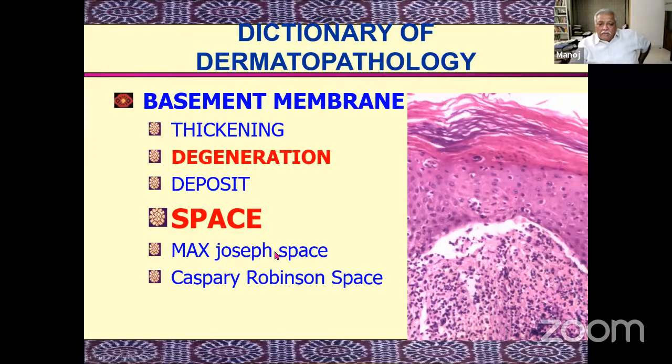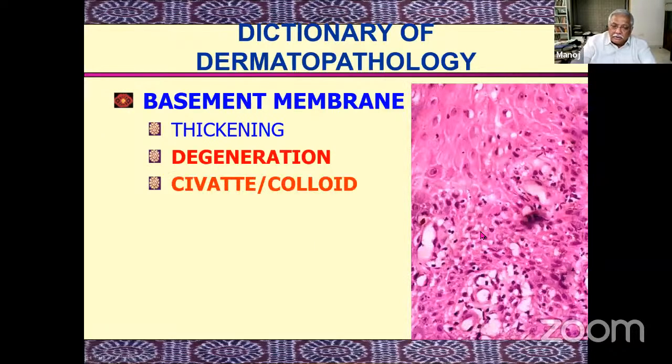And the reason it's called the Max-Joseph space is, of course, because neither Max nor Joseph were the first to describe it. It appears that two gentlemen called Caspari and Robinson had already described it, but it became known as the Max-Joseph space. But important thing being that this is a result of basement membrane not being fully formed.